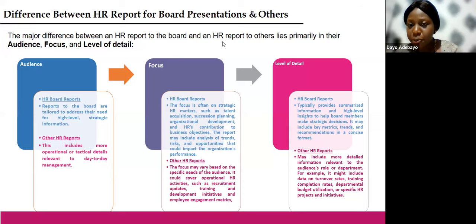So other types of HR reports, still under the level of detail we're talking about, may include more detailed information relevant to the audience's role or department. For example, it might include data on turnover rates by department or departmental training completion rates. These are the other types of reports, maybe your normal biannual or annual reports, that are not board related. That is different when you're preparing or presenting.